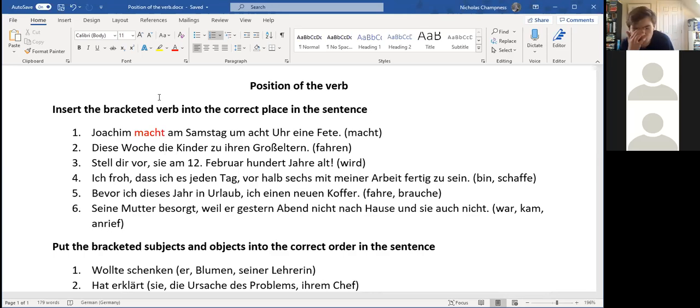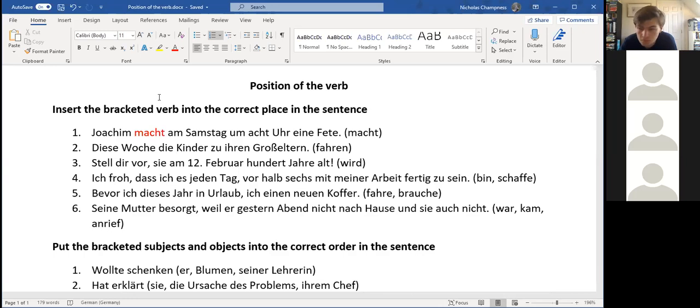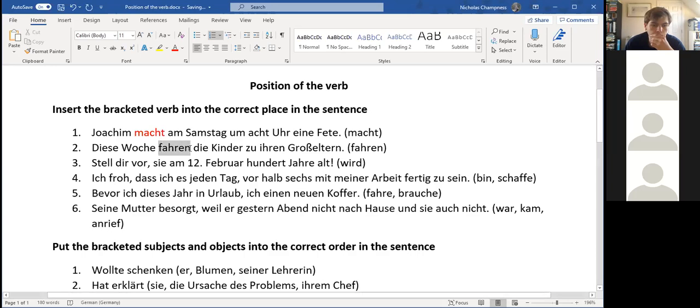Where are we going for number two? After the... Is it after Woche? What's the rule that we have to remember? Well, the verb's the second idea. I get hesitant.